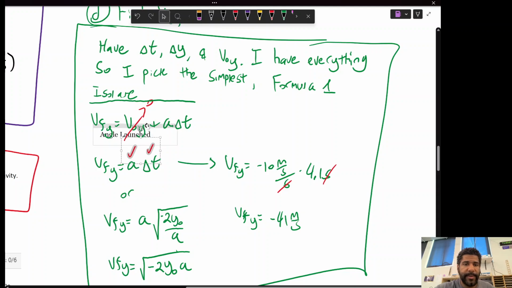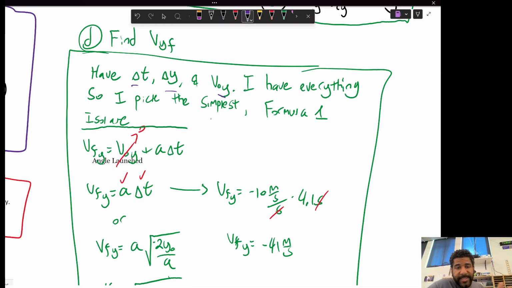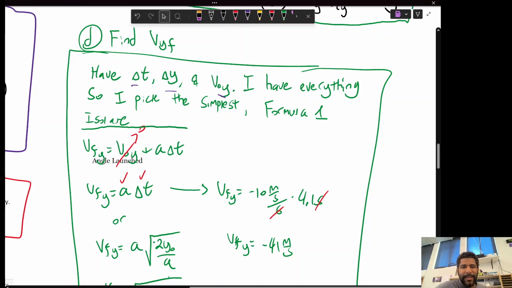Oops, that shouldn't be there. Whatever. I have everything. I have delta T, I have Y, I have V naught Y. I got lots of things. So I can solve for VF Y any way that I want. And if I have all those options, I'll pretty much always pick the first formula because it's the easiest. VFY is equal to, V naught Y is gone because it's launched horizontally. VFY equals A delta T.